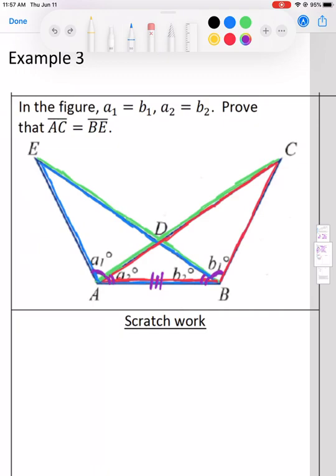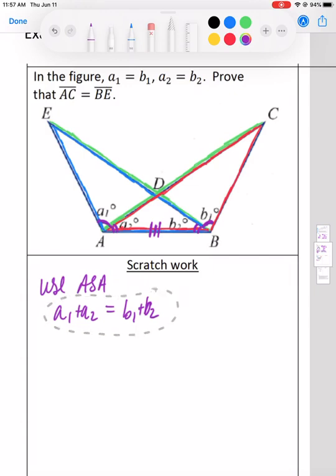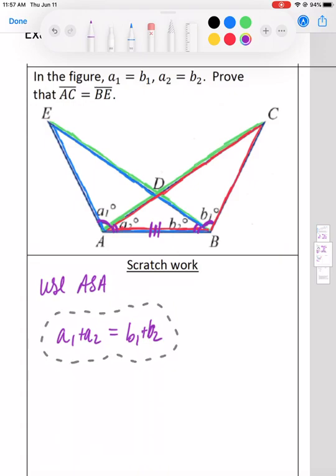Okay. So what we've done in summary, which we're going to write in our scratch work, is we're going to want to use our angle, side, angle congruence test. Now the first angle we'll do is A1 plus A2. Set that equal to B1 plus B2. Okay, that's what we want to say first. Now we can obtain these by saying, okay, I know that A1 equals B1 from my given, and A2 equals B2 from my given.